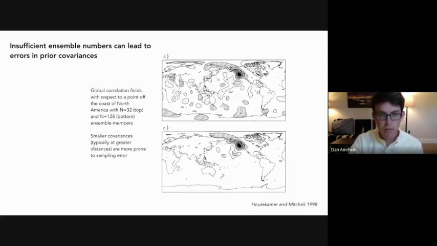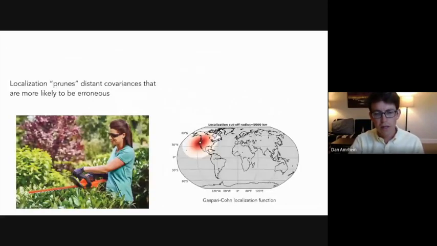And so a typical procedure to handle this, noting the fact that these spurious covariances are often at greater distances, is to use what's called localization, which typically establishes an isotropic radius inside of which these correlations are attenuated and outside of which they're set to 0. I think of this as a pruning exercise where you're getting rid of the things that you trust least from the ensemble.